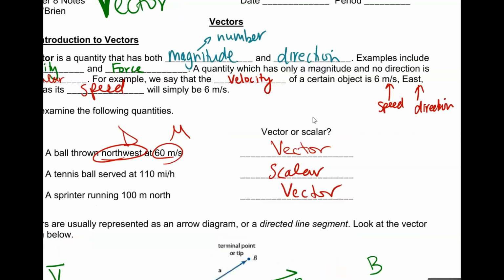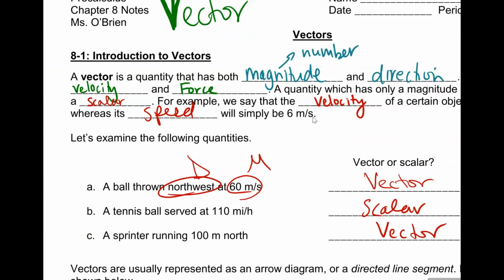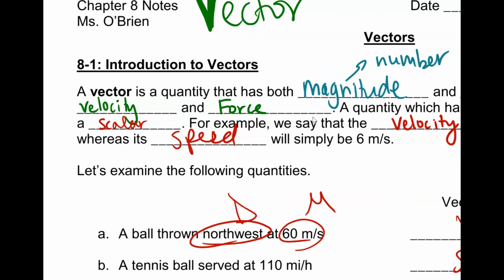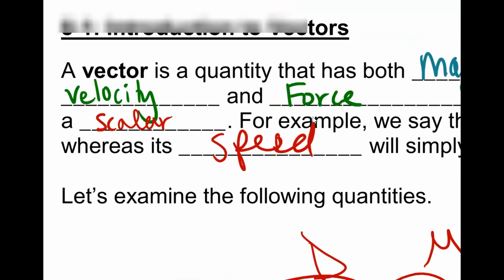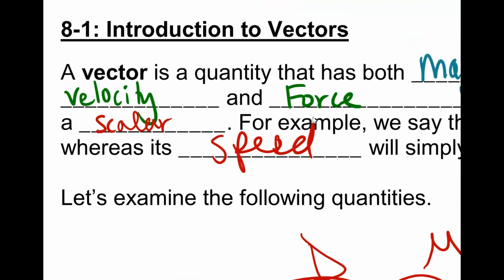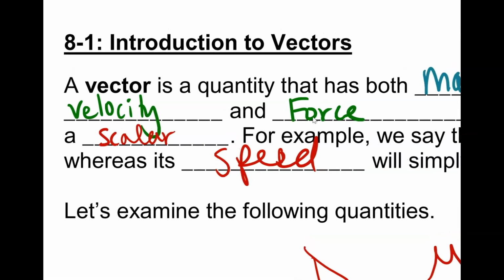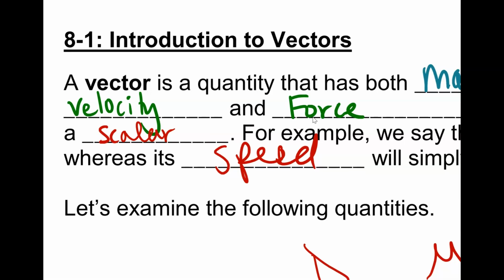So examples include velocity. If you are in physics, you know what velocity is. Velocity is literally how fast you're going in a certain direction, right? It has a magnitude, 60 miles per hour, and a direction, north. You can have a velocity going 60 miles an hour north because it has magnitude, the number, and direction, north.